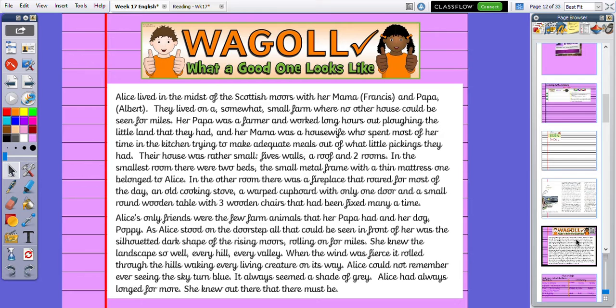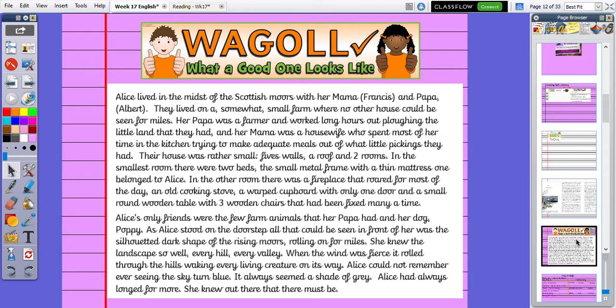Alice lived in the midst of the Scottish moors with her mamma, Frances, and papa, Albert. They lived on a somewhat small farm, where no other house could be seen for miles. Her papa was a farmer and worked long hours out ploughing the little land that they had, and her mamma was a housewife, who spent most of the time in the kitchen trying to make adequate meals out of what little pickings they had. Their house was rather small, 5 walls, a roof, and 2 rooms. In the smallest room there were 2 beds.